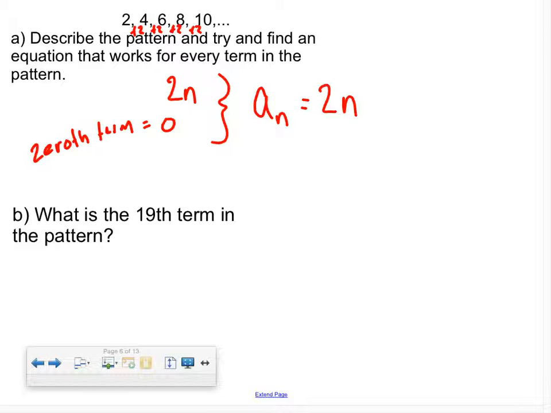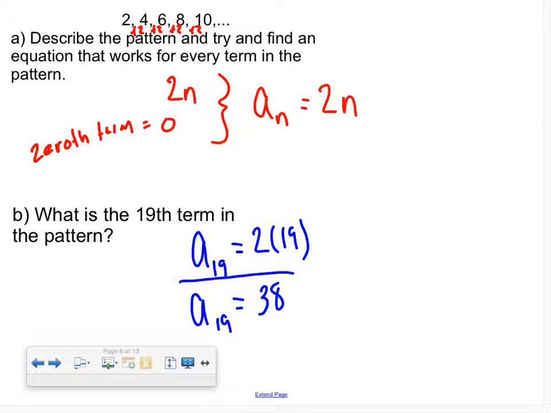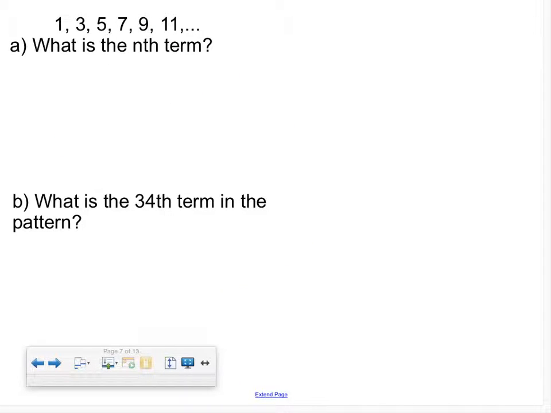So what is the 19th term in the pattern? What we're trying to figure out is a sub 19, and that's going to be 2 times 19, which gets us 38. Let's go on to the next example. Give it a pause right here and see if you can do it yourself.